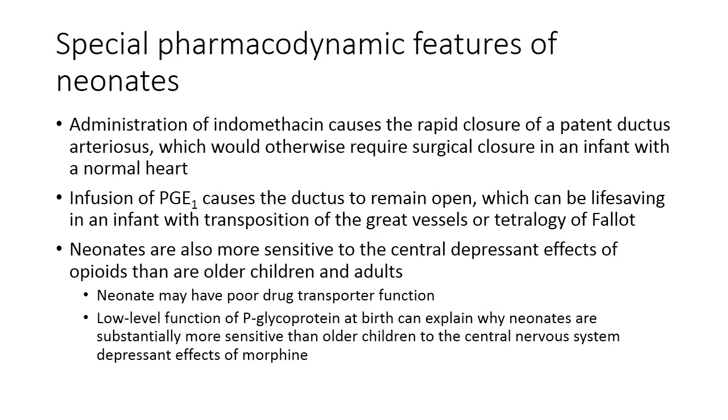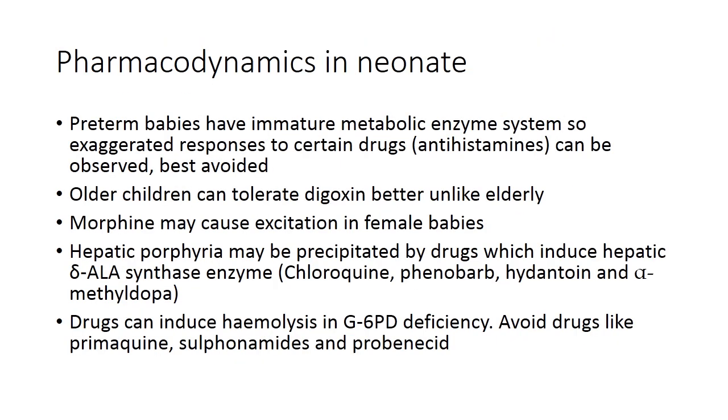Neonates are also more sensitive to central depressant effects of opioids than older children and others. There are reasons for that. Neonates may have poor drug transporter function and low levels of the P-glycoprotein that excludes the drug from the cells and maintains an adequate blood-brain barrier. It is poor at birth, and that can explain why neonates are substantially more sensitive than older children to depressant effects of CNS depressants, including opioids.